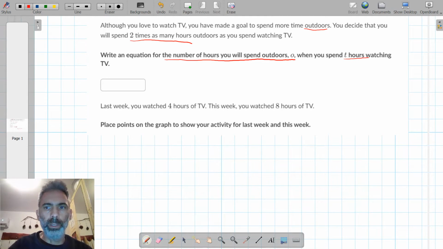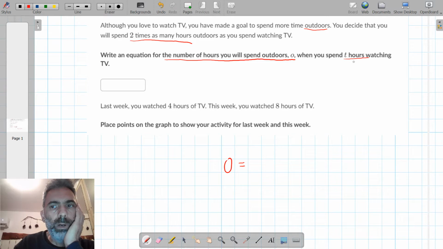So we need to find the number of hours you will spend outdoors, which is O. So O is dependent on the number of hours you will be spending watching TV. And because you will spend 2 times as many hours outdoors as you spend watching TV, it means you will spend 2 times T, 2T.